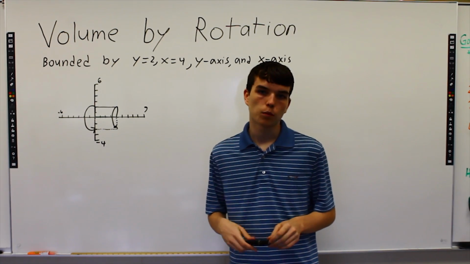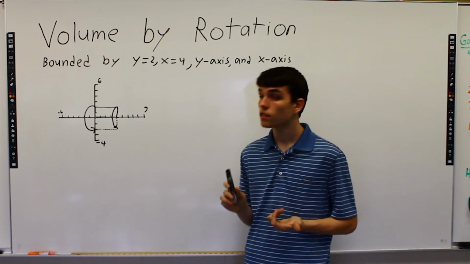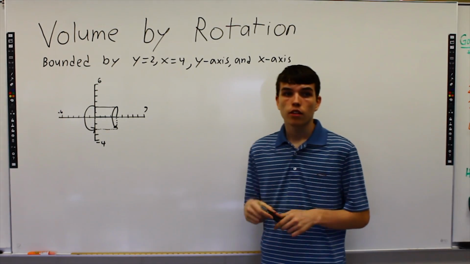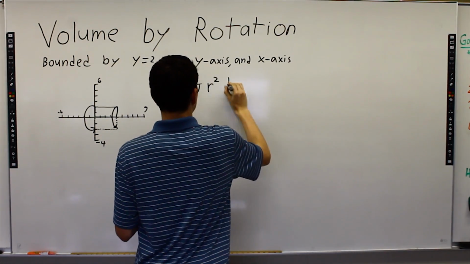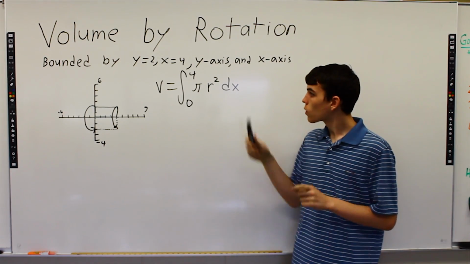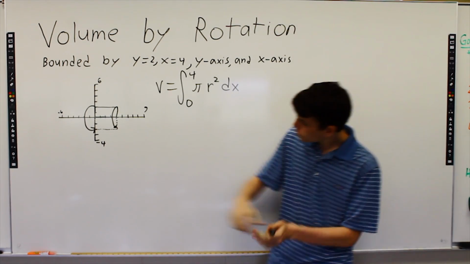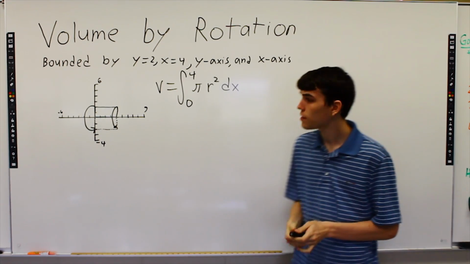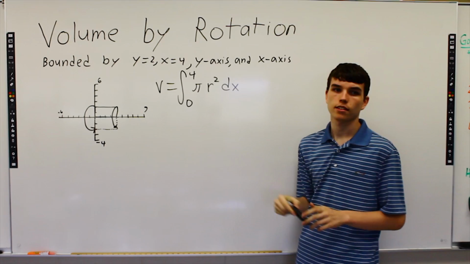So again, for the volume, we're going to take the integral of the cross-sectional area within the bounds. And since our graph is rotated, the cross-sectional area will be a circle. With our integral set up, we now need to plug in the radius. Our radius is 2, so that means our final integral is 0 to 4 of 4 pi dx.